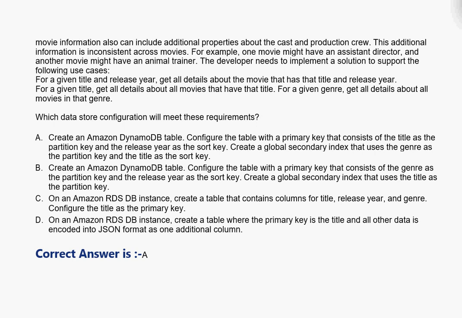Option C. Run an Amazon RDS DB instance. Create a table that contains columns for title, release year, and genre. Configure the title as the primary key. Option D. Run an Amazon RDS DB instance. Create a table where the primary key is the title and all other data is encoded into JSON format as one additional column. The correct answer is A.